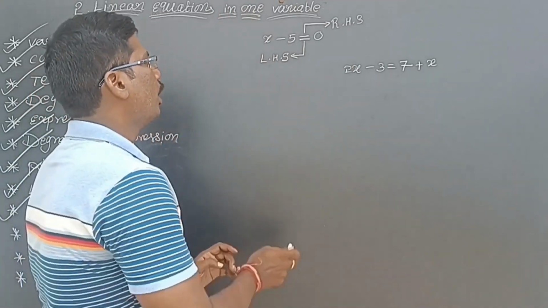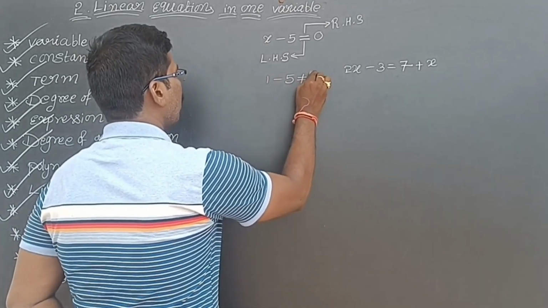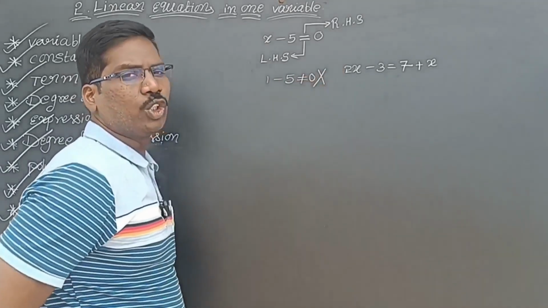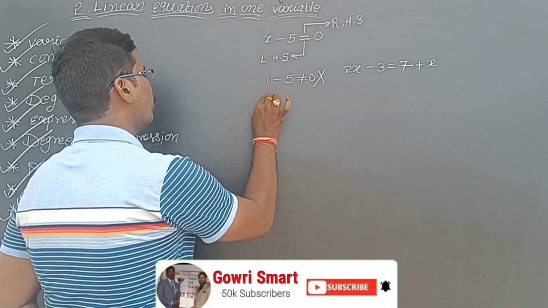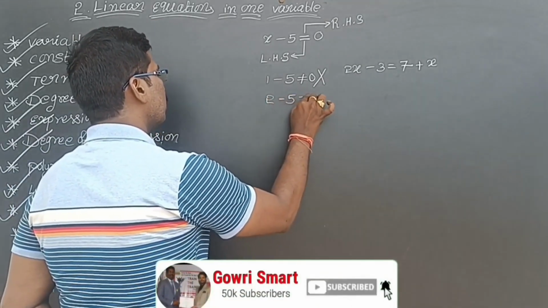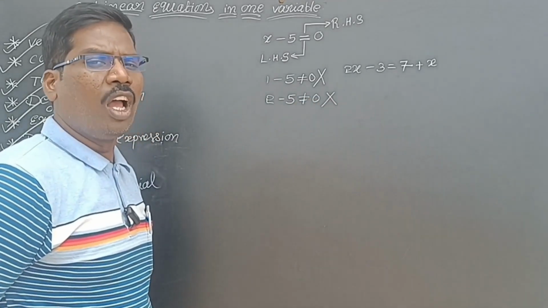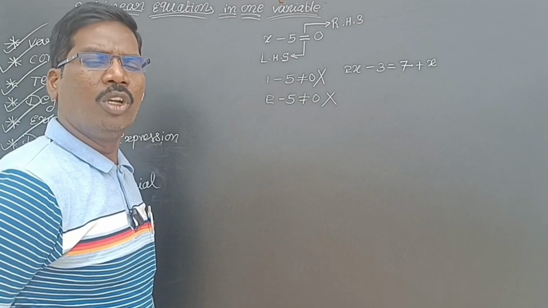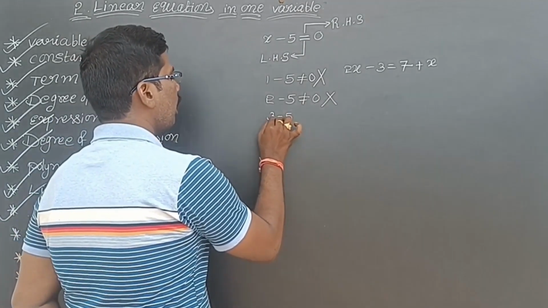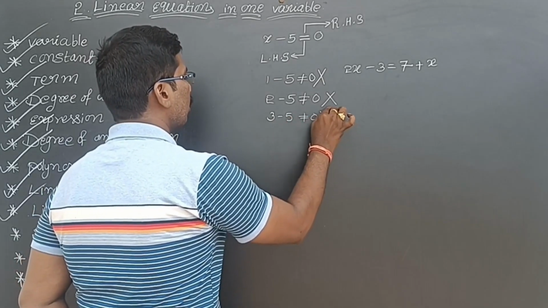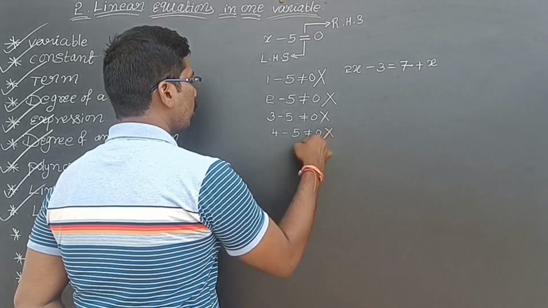Now we'll try. If I substitute 1, 1 minus 5 is not equal to 0. So x is equal to 1 is not a solution. Now I take 2. 2 minus 5 is not equal to 0. This is also not a solution. Then x is equal to 3, and 3 minus 5 is not equal to 0. That is also not a solution. 4 minus 5 is not equal to 0, so that's also not a solution.